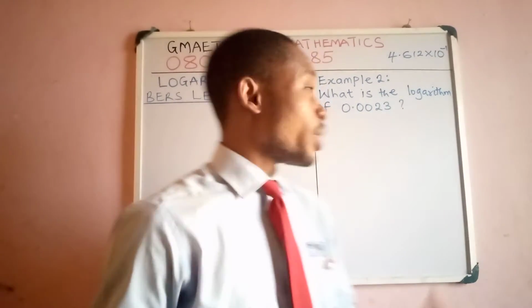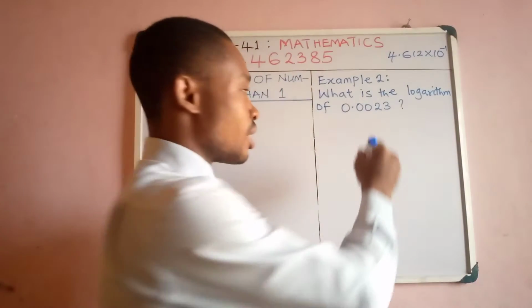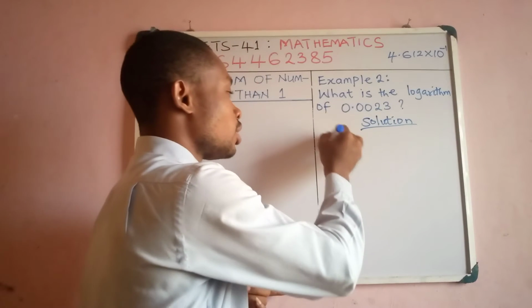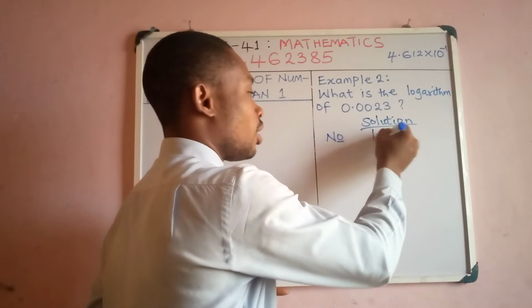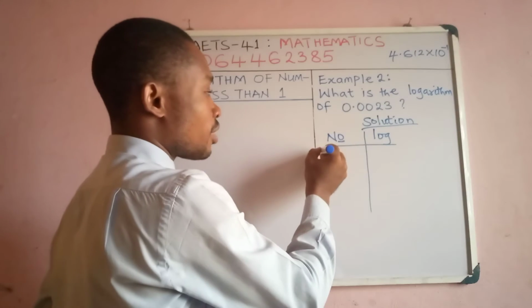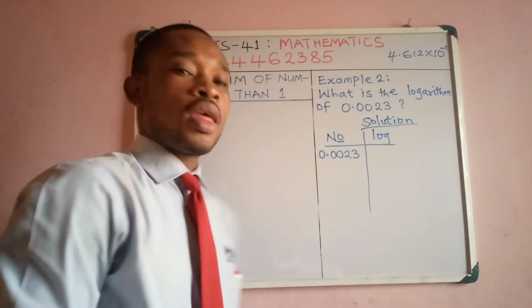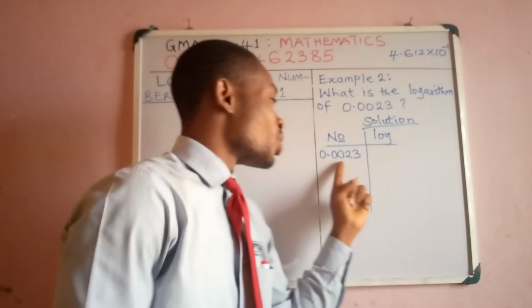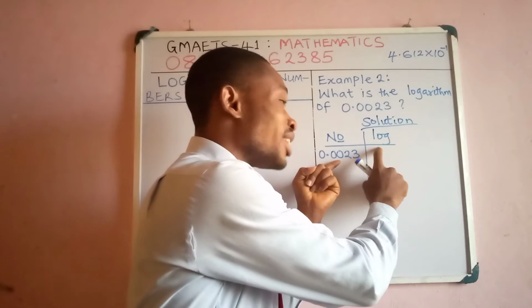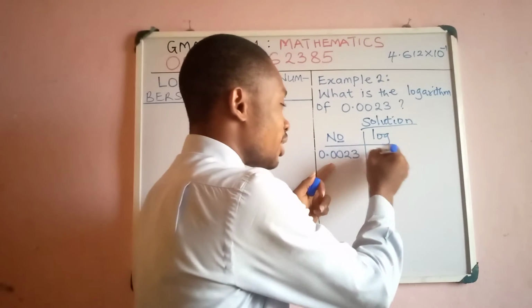So in our second example, we have the question here: what is the logarithm of 0.0023? Solution. So we're going to draw our two-column table, number and then log. Okay. So we're going to bring down our 0.0023. Now the first thing we have to do is to get the new characteristics of this number. So we'll get the new characteristics under the logarithm for this number. And then the new characteristics here will be bar 3.